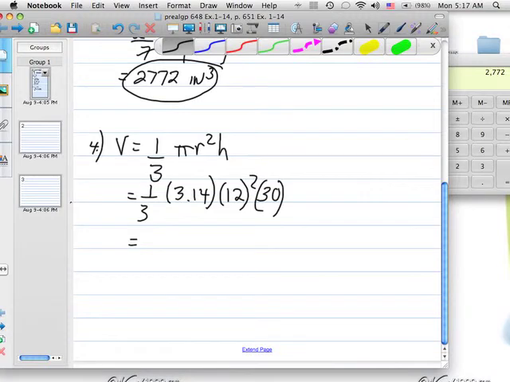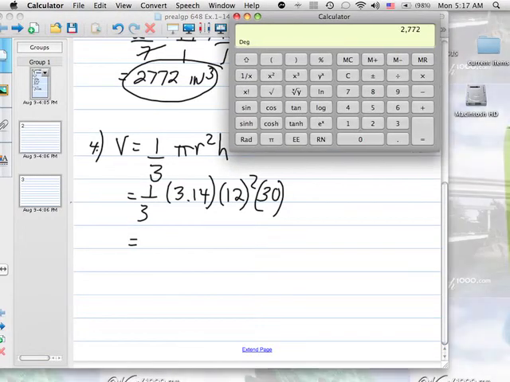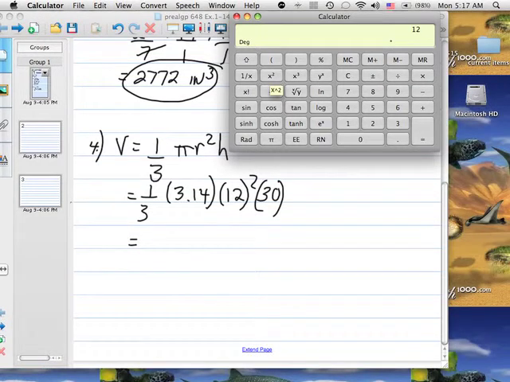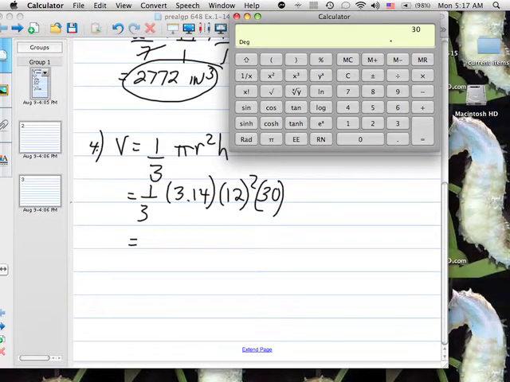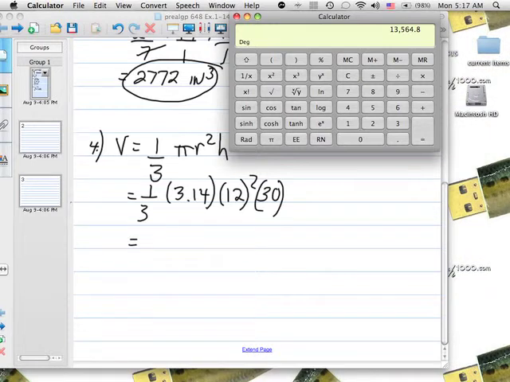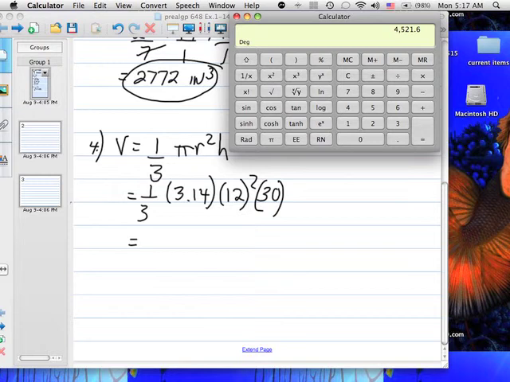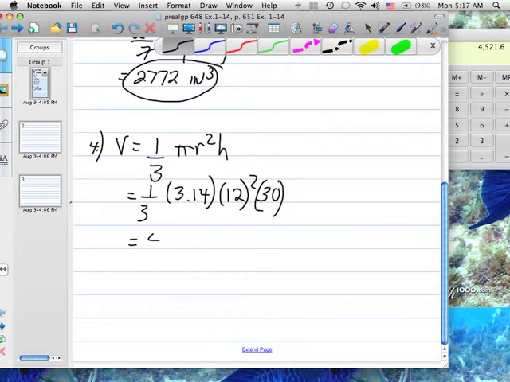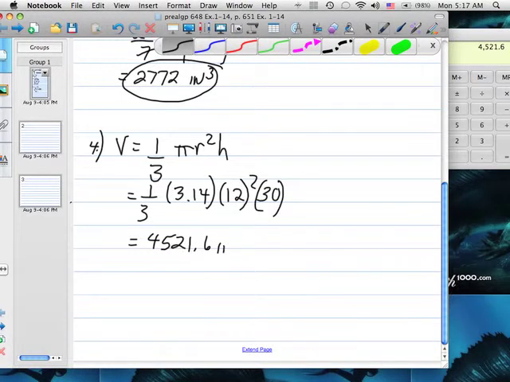So if I did this on the calculator, I'd take 3.14 times, I have to square the 12 before I can do any multiplication. So if you have this key, use the square key, times 30. And that gives me that number, but I still have to divide by 3 because I have to take a third of it. So divide by 3. And I get the answer 4,521.6 inches cubed.